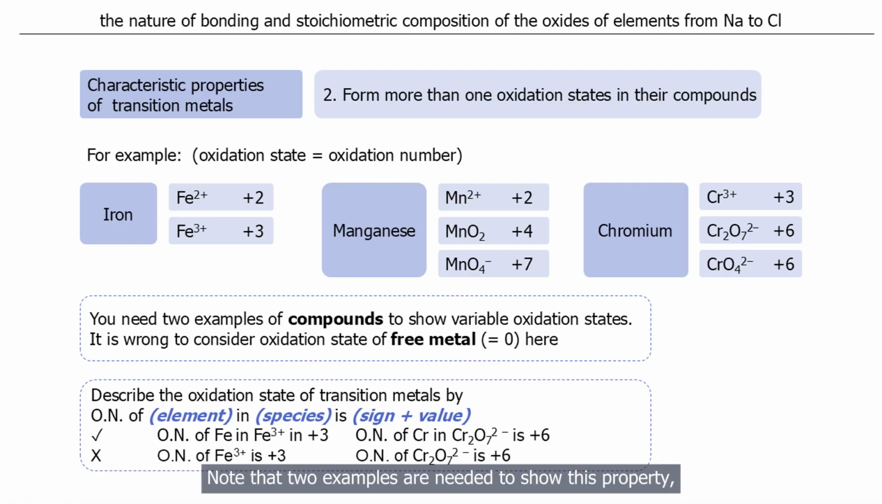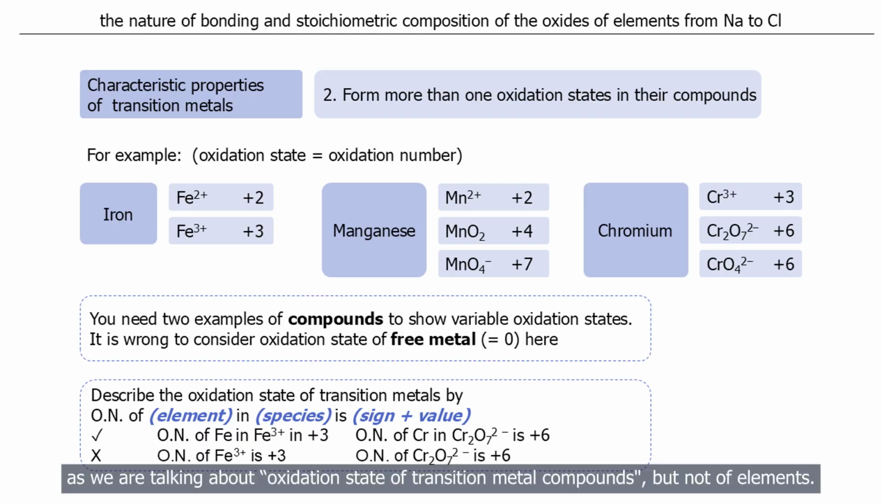Note that 2 examples are needed to show this property, and it is wrong to include the oxidation state of free element as one example. For example, the oxidation number of iron in iron metal is 0. As we are talking about oxidation state of transition metal compounds, but not of elements.